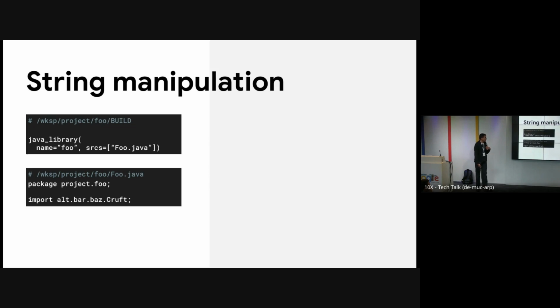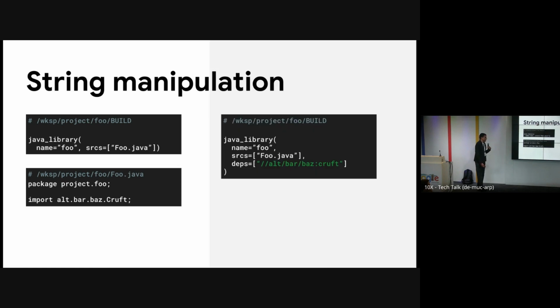The easiest way is just to use string manipulation, right? So I have a Java library which has foo.java, and I see an import for alt bar baz craft. So where is the target which provides it? It must be alt bar baz craft, right? It's very easy. The mapping is trivial. I just replace the dots with slashes, the last capital letter with a colon, lowercase it, and I'm done. This works perfectly, and there's no need to interact with Bazel. It just works, and it is so fast that it can be an on-save hook.